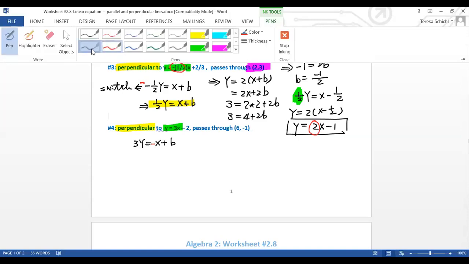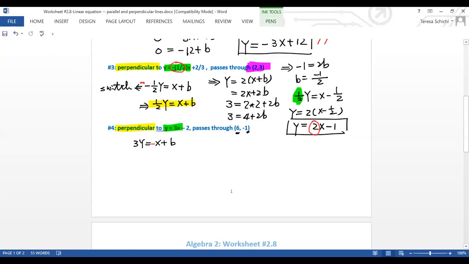Now you substitute the value. So this is 6, this is x, this is y, right? So you substitute. So this is 3 times negative 1 is equal to negative 6 plus b here. So it's negative 3 equals negative 6 plus b. So plus 6 both sides. So 3 equals b. Okay, b equal to 3. So I can write into my equation. So this is 3y equal to negative x, right? Plus what? Plus 3.